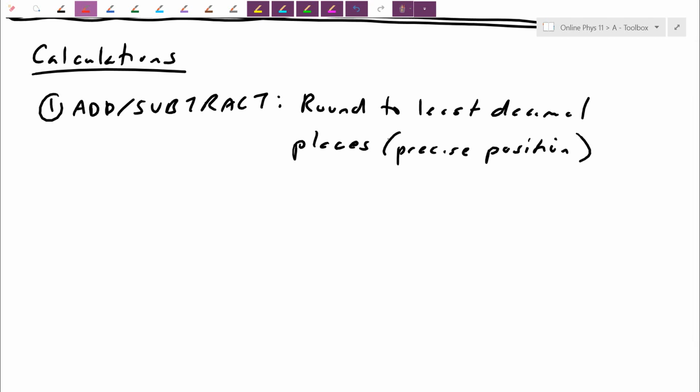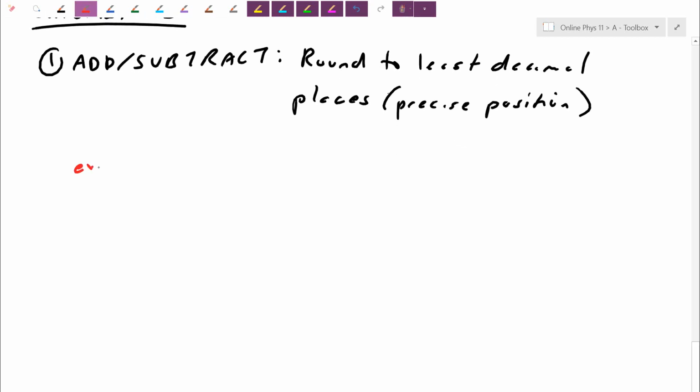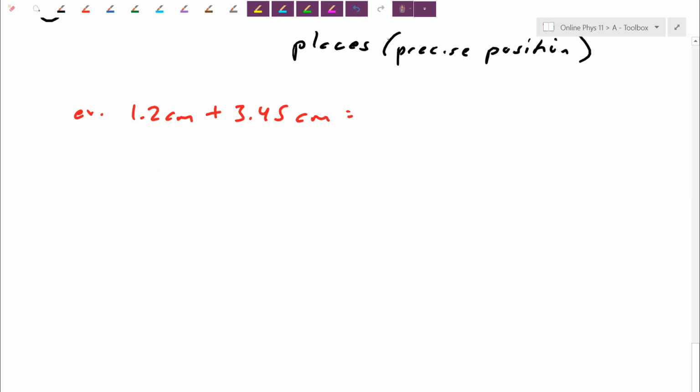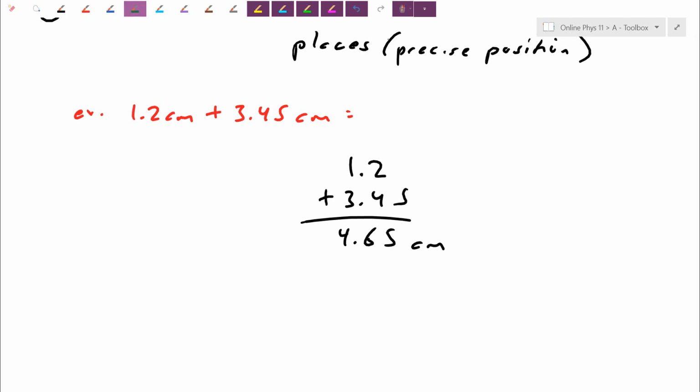So let's just look through a quick practice question or two here. Let's take the number 1.2 centimeters. Let's add it to 3.45 centimeters. Right? So super easy. I want you to pretend you're back in elementary school here. I'm going to line it up here, 1.2 added to 3.45. If you had to use your calculator, or you can just do it in your head here, this gives you 4.65 centimeters. That's what your calculator will spit out. Because in the calculator, when you type in 1.2, it thinks exact 1.2.